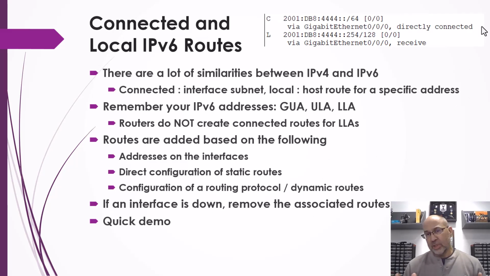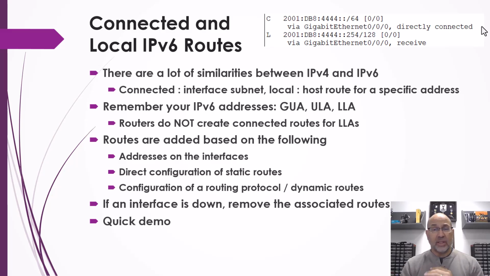Now, the first thing that we're going to talk about is when you first configure a router, right? So the router link comes up, so you're connected to a switch, and you've done a no shutdown on the interface, and you've given it an IP address. And what that gives us is a connected and a local IPv6 route.